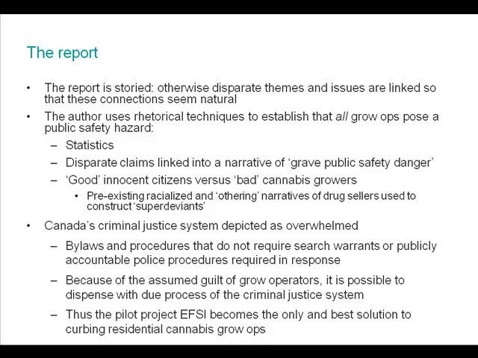So then at the end, the report can conclude that this pilot project is actually the only way of addressing the problem of these grow-ops in Canada.